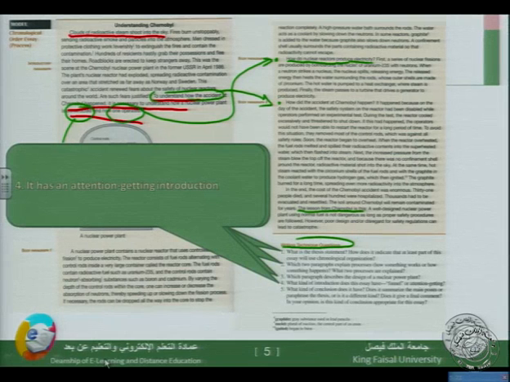Why? Because the first line was clouds of radioactive steam shoot in the sky. This grabs the reader's attention, that something is happening in the sky. So that was an attention getting introduction. We talked about the funeral introduction, where you start with a general statement, then you go back to the thesis statement. That was a funeral. Okay?